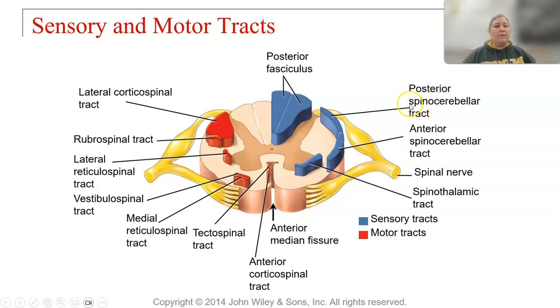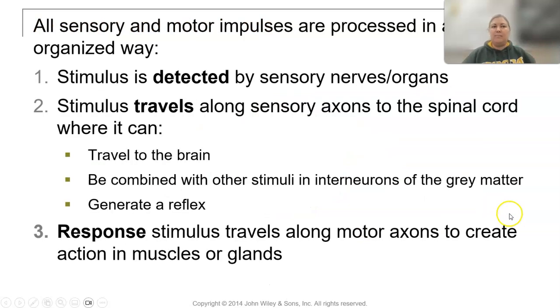On this side, we have spinocerebellar. So we're going from the spinal column up to the cerebellum. So that is a sensory tract. And then you can see the spinothalamic. The thalamus is part of the brain as well. So these are mirrored on both sides. They've just illustrated the motor tracts on one side and the sensory tracts on the other, just for illustrative purposes.